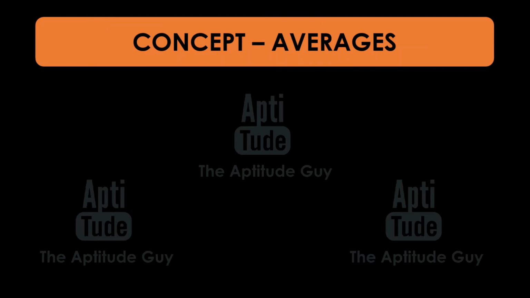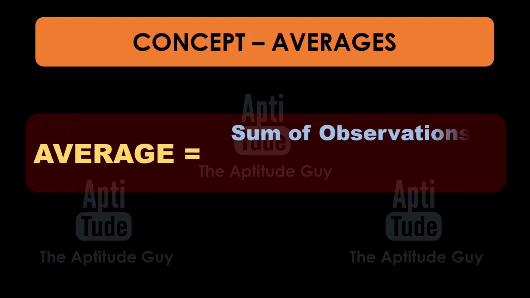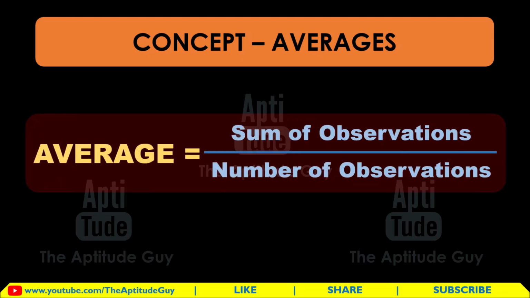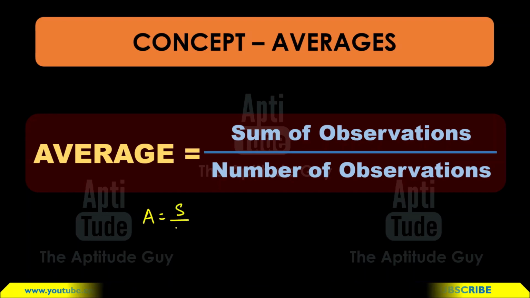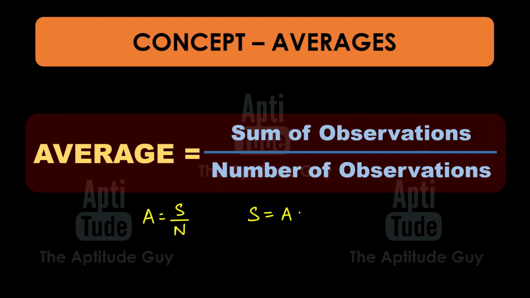Now when it comes to the concept of averages, it's just one very simple formula. Average equals sum of the observations divided by number of observations. That's literally it. So if average is equal to sum divided by number of observations, then sum is equal to average into number of observations, and number of observations equals sum divided by average. Please don't think that these are three different formulae. This is just one formula written in three different ways. Alright, let's get started with the questions now.